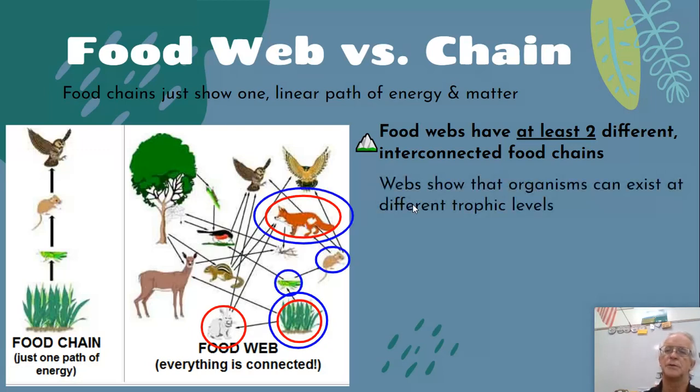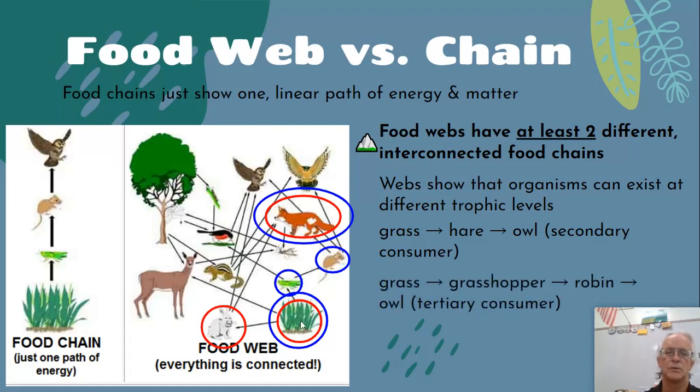The web shows different organisms can exist at different trophic levels. For example, here, the grass to the hare to the owl makes the owl a secondary consumer, whereas the grass to the grasshopper to the robin to the owl makes the owl a tertiary consumer.